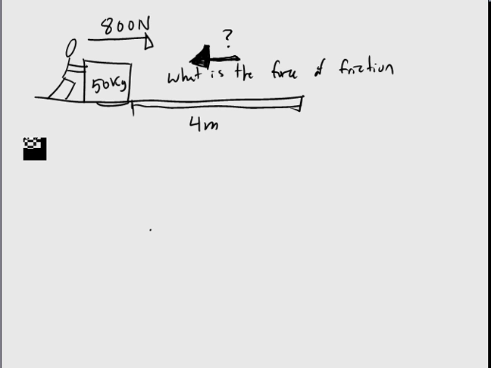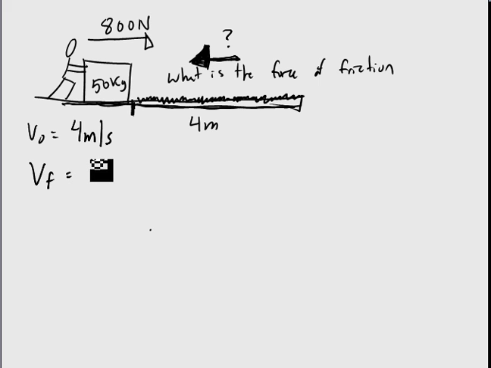But let's say that this block started out with an initial velocity of 4 meters per second, right? Before we got to this section, maybe it's got some grass on it or something. So before we got there, it was going at 4 meters per second, and after those 4 meters, it started going at 1.5 meters per second. And now I want to know what's the force of friction.